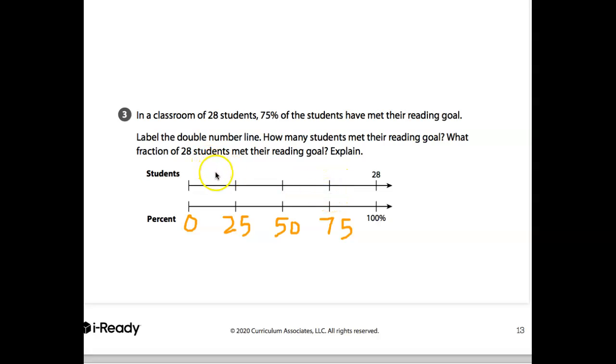Okay, so we've got four boxes here. 1, 2, 3, 4. 28 divided by 4 is 7. So 25% is 7 students. 50% is 14 students. 75% is 21 students.